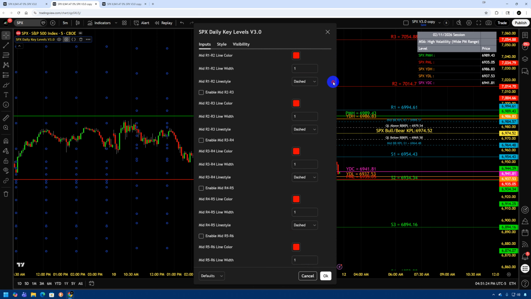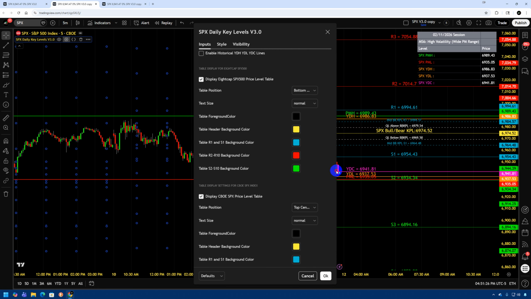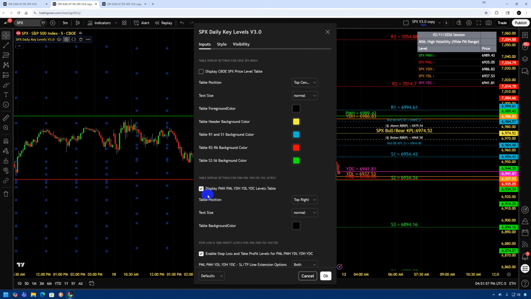Okay, so the next thing you want to do is turn off these tables so they're not in the way. So turn off when you're on SPX. It only displays the SPX chart, not the ACAP chart. There are only multiple charts on a table if you're on the ACAP SPX 500 symbol. So we're just going to assume that most of you are doing this on either XSP or SPX for purposes of this video. So just uncheck the CBOE SPX price level table as well as the PMH PML table.